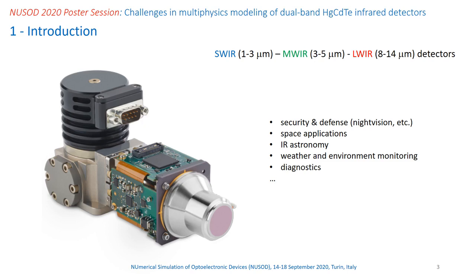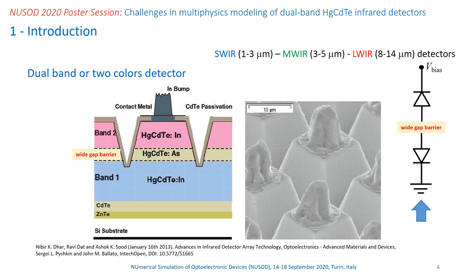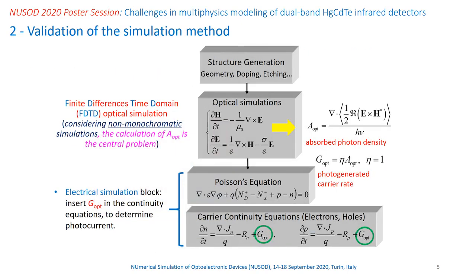Multispectral capability across infrared bands is a central requirement for third-generation infrared photodetectors based on focal plane arrays of pixels, and Mercatel is a very versatile material for this. A typical dual-band detector is a heterostructure, in short made by two photodiodes connected back-to-back, each with a different band gap. The simulation scheme is shown here, and it is quite standard.